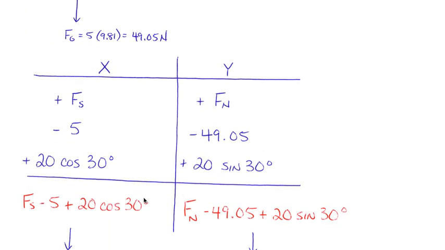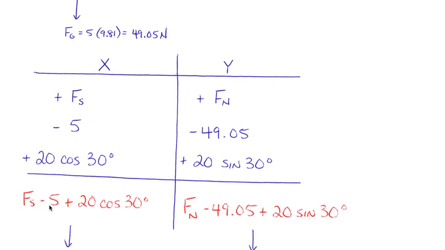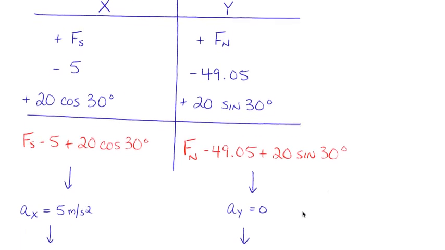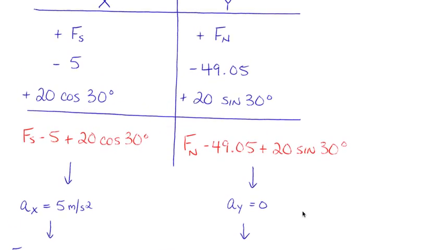All I have to do again is sum these up, and I get the spring force minus the 5 newtons of friction plus the x component of the applied force, and over here the normal force minus the force of gravity plus the y component of the applied force. Then I ask myself, what are the accelerations? Well, we're given the object accelerates 5 meters per second squared to the right. If you've ever pulled a block, you realize that unless you're pulling straight up or with a large amount of force, it's not actually accelerating up or down off the table, so therefore the y acceleration is 0.